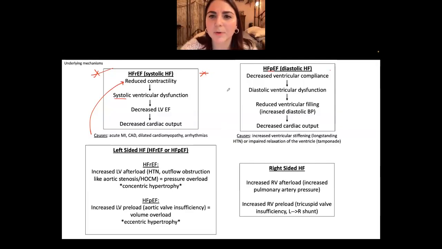Why does hypertrophic cardiomyopathy lead to diastolic heart failure? Yes, it can. Same with aortic stenosis. Aortic stenosis and hypertrophic cardiomyopathy, so HOCM, can lead to systolic problems because there is ejection obstruction.